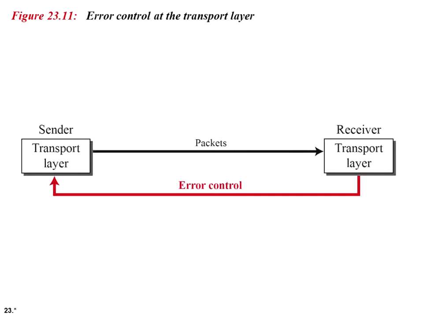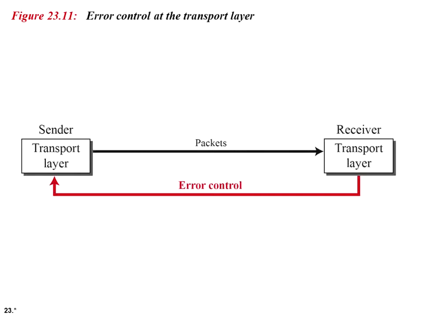So in this figure, you can see the error control between the sending and the receiving transport layers. As is the case with flow control, the receiving transport layer generally manages the error control most of the time by informing the sending transport layer about the problems.